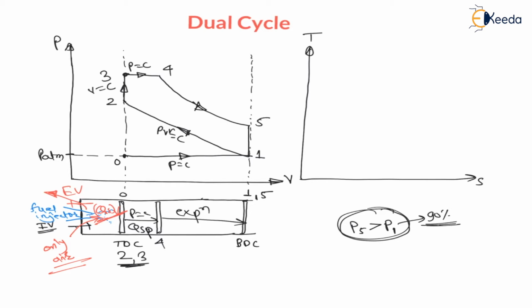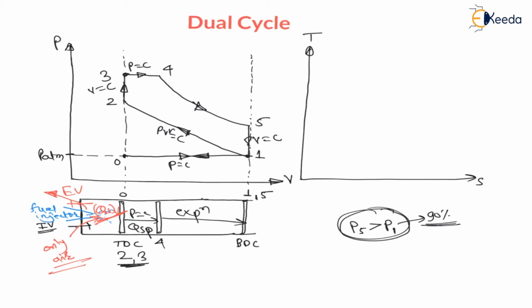Therefore, we can say the heat rejection is at constant volume process. Now, to throw out the remaining 10% of exhaust gases, we have to move this piston from BDC to TDC. This is called the exhaust stroke. To move the remaining exhaust gases, we have to move the piston from BDC to TDC, that is 1 to 0 again. This is called the exhaust stroke, and during this exhaust stroke, the pressure remains constant.